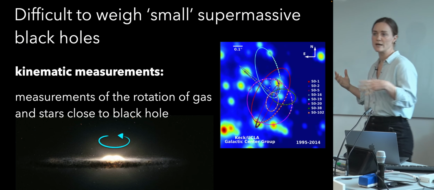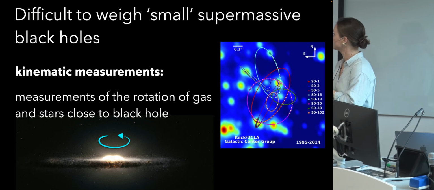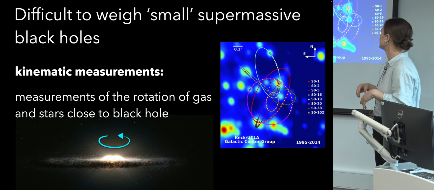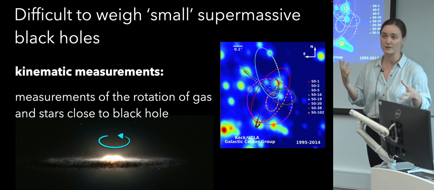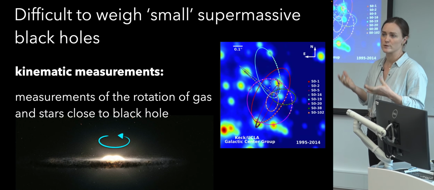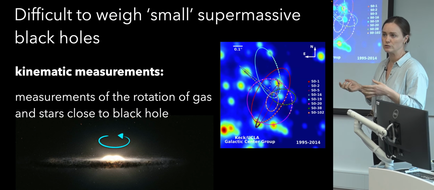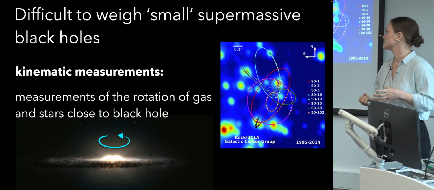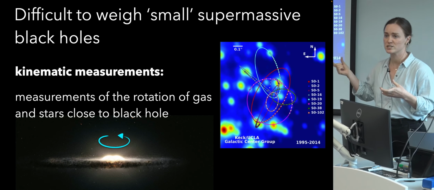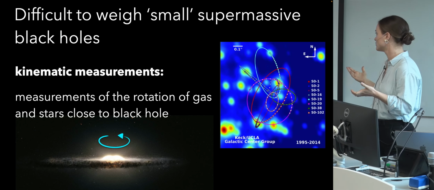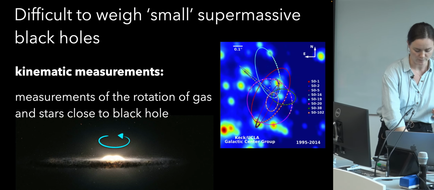And so more on why we care about that. First of all, it's very difficult to weigh what I'll call small supermassive black holes, which is maybe black holes below 10^7 or so solar masses. And the reason for this is that we're essentially using kinematic measurements to get estimates of black hole masses. And so we have to measure the rotation of the gas or stars close to the black hole. As this velocity is lower, it's just more difficult to take those measurements.